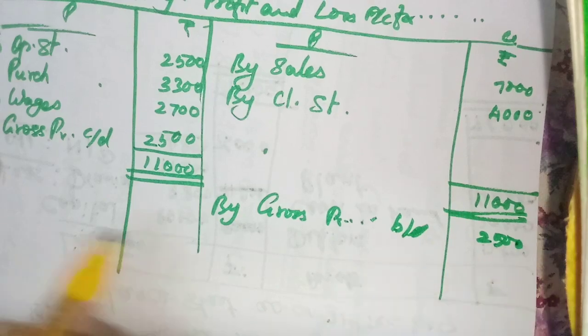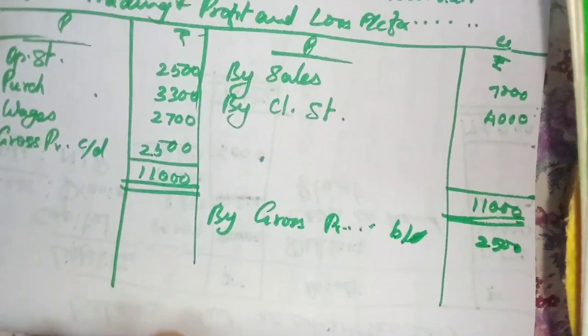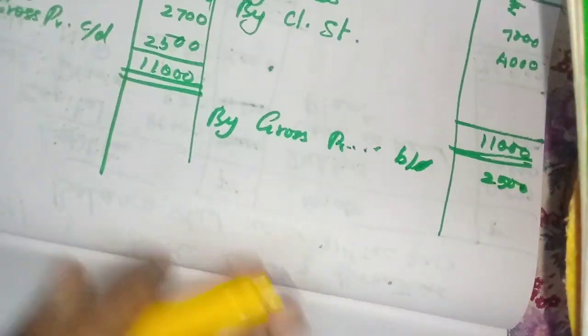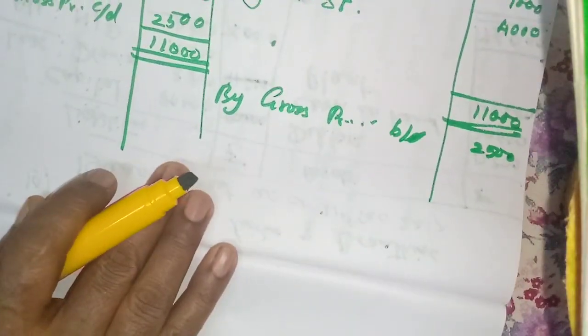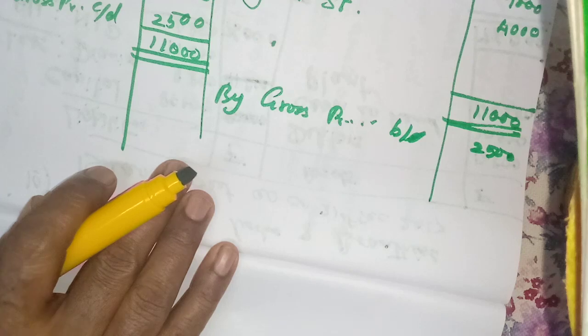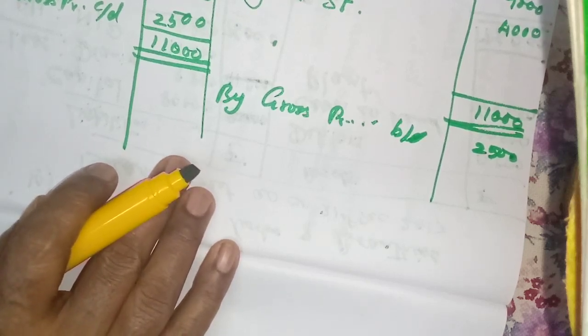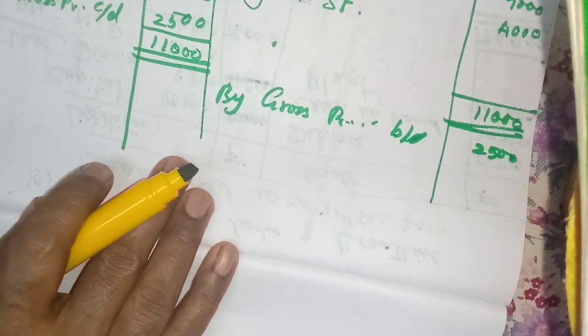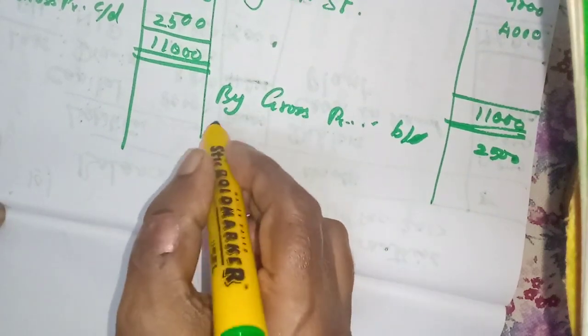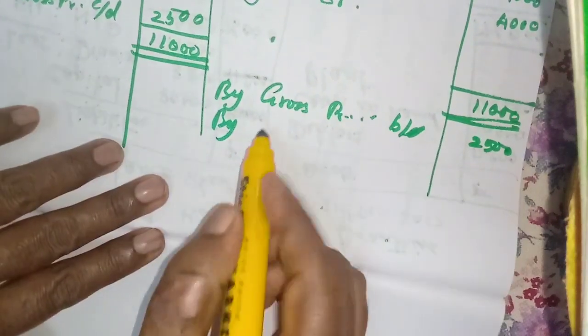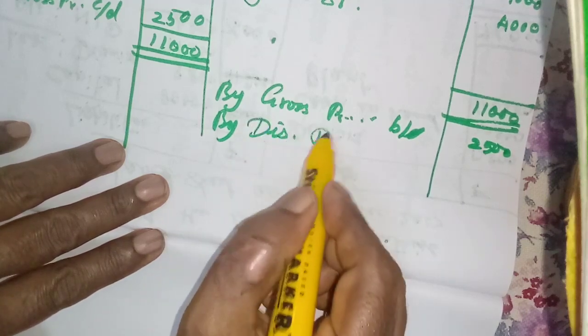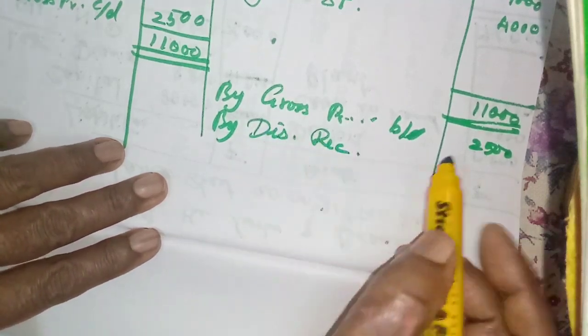Now you write the profit and loss items. Now salaries only will be coming first, whether you check. Salary is not given, isn't it? So opening stock, wages, closing stock we have written. Now discount received. So right here by is an income, isn't it? So discount received 2,500.